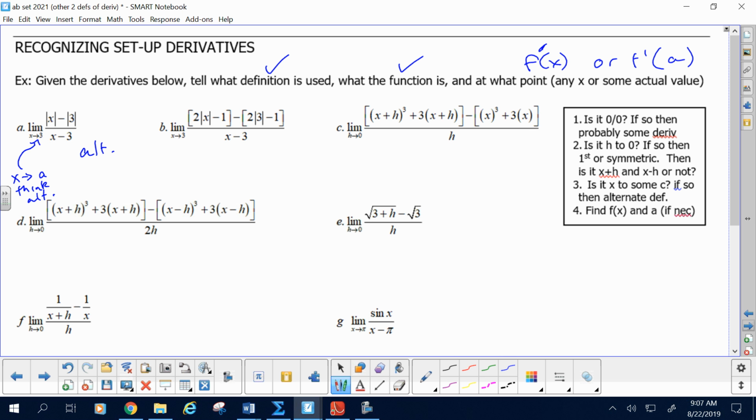And what's the function? Well, in the alternate definition, the top of the derivative is supposed to be f of x minus f of a. So if you want to find f of x, you need to look here and just say, oh, it looks like f of x is what? Absolute value of x. And are they finding the derivative at a number or at any x? At what number? Okay? Try the next one on your own. You're giving me 3 things: what definition, what the function is, and at a point or at any x.